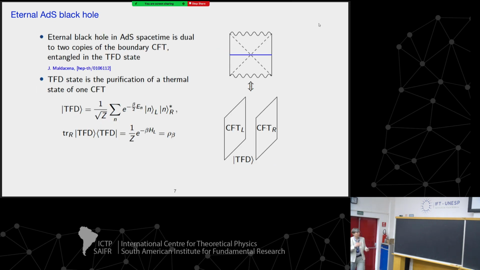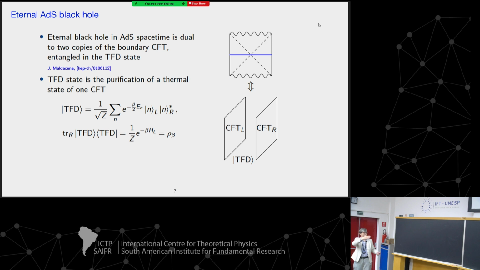Okay, so as proposed by Juan Maldacena already in the early days of the AdS/CFT correspondence, we can view this eternal black hole in these global coordinates in AdS spacetime to be dual to two copies of the boundary CFT. One CFT is on the left-hand side, the other is on the right-hand side, and they're actually entangled in the so-called thermofield double state. A thermofield double state is the purification of a thermal state of one CFT. So you have one CFT with a basis, say, the right-hand side has this basis here.